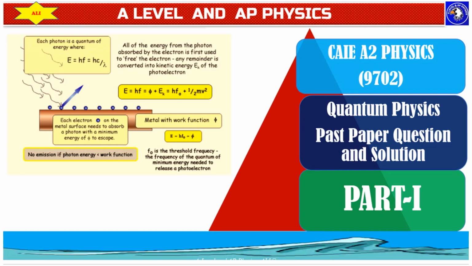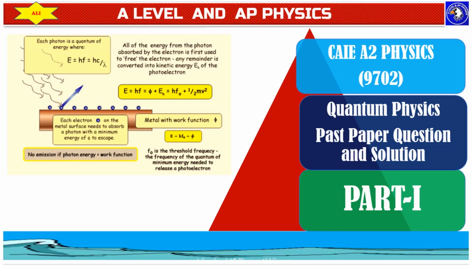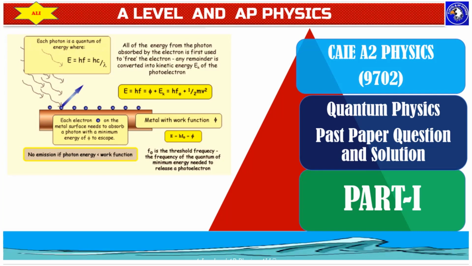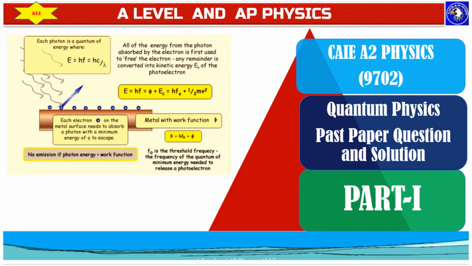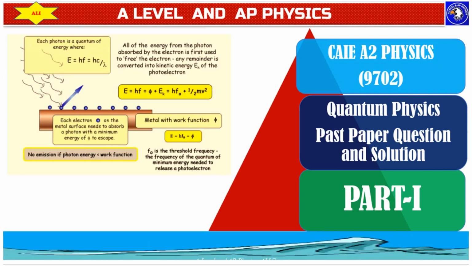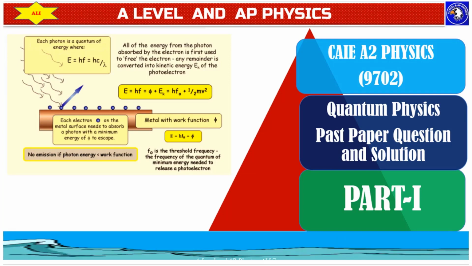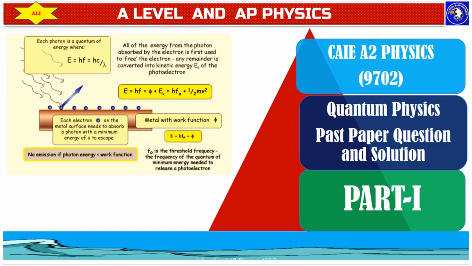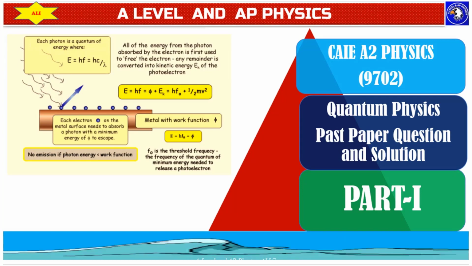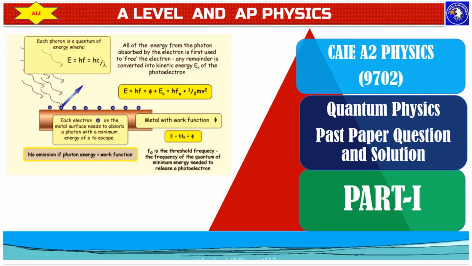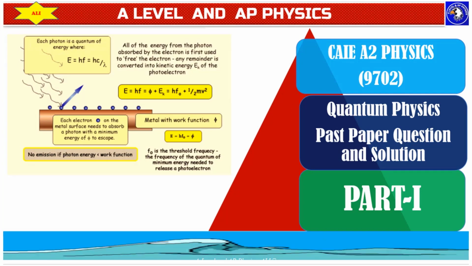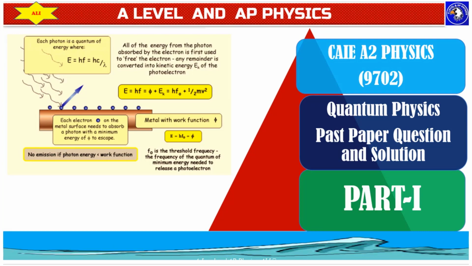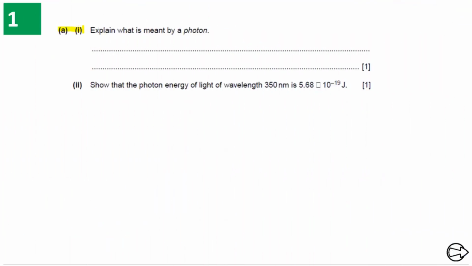In this lesson, we will talk about the photoelectric effect, a past paper question from Cambridge A2 Physics. In this lesson, you will learn how to define photon, how to define work function, and how to calculate the energy of a photon if its wavelength is given. At the end of the video, we will also talk about the basic condition for the emission of photoelectrons from any metal surface. Part A1 is simply asking us what is a photon.